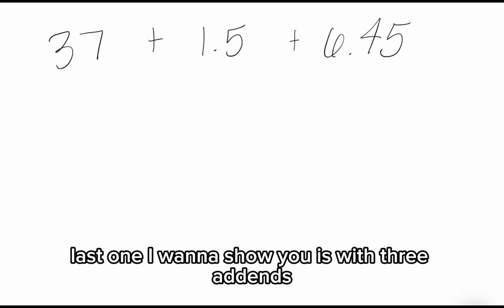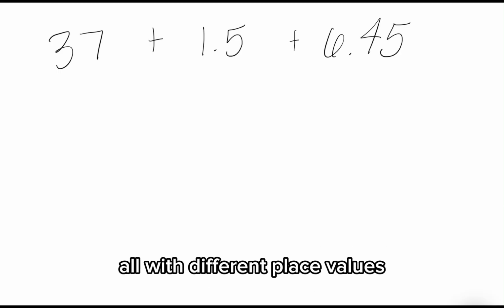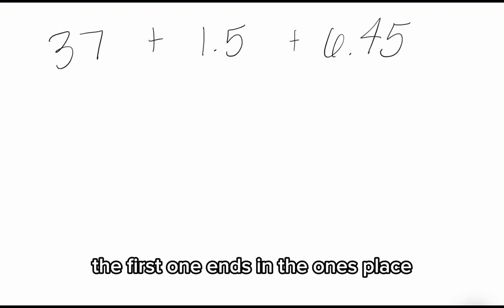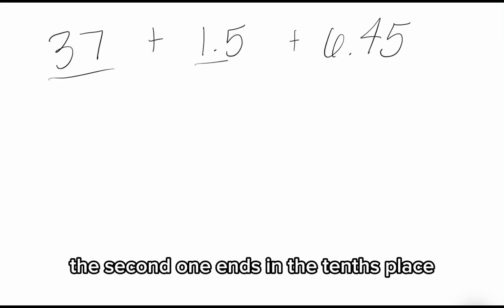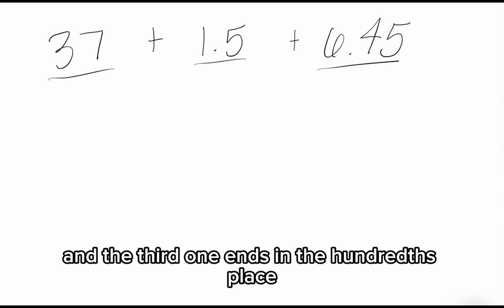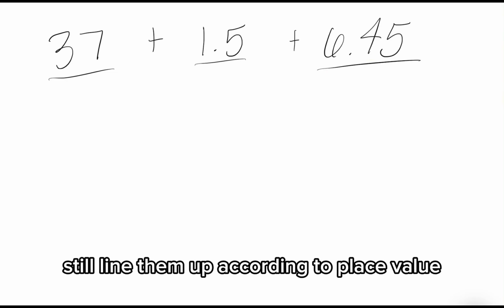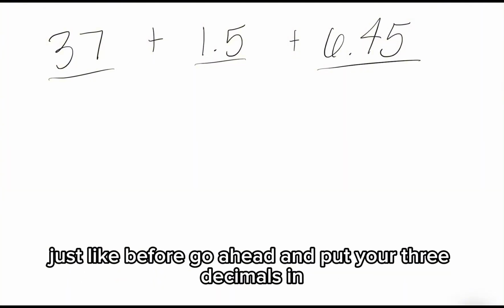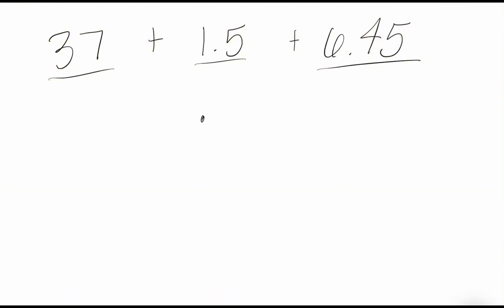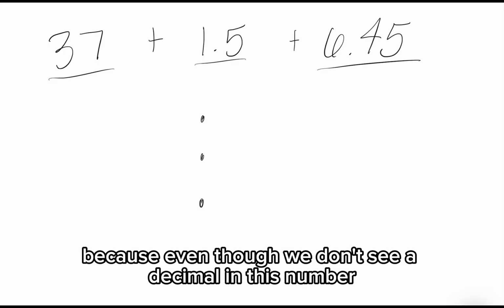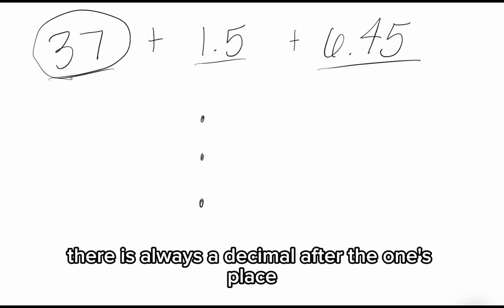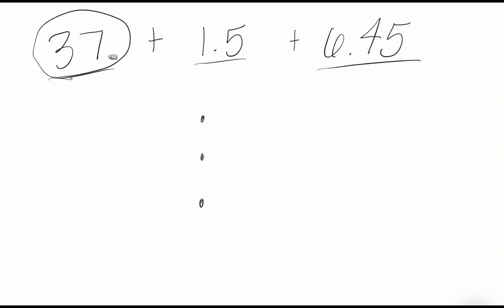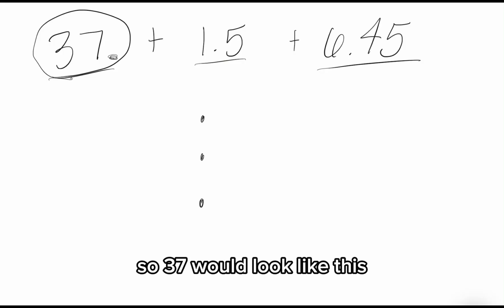Last one I want to show you is with 3 add-ins, all with different place values. The first one ends in the ones place, the second one ends in the tenths place, and the third one ends in the hundredths place. Still line them up according to place value, just like before. Go ahead and put your 3 decimals in, because even though we don't see a decimal in this number, there is always a decimal after the ones place. So 37 would look like this.